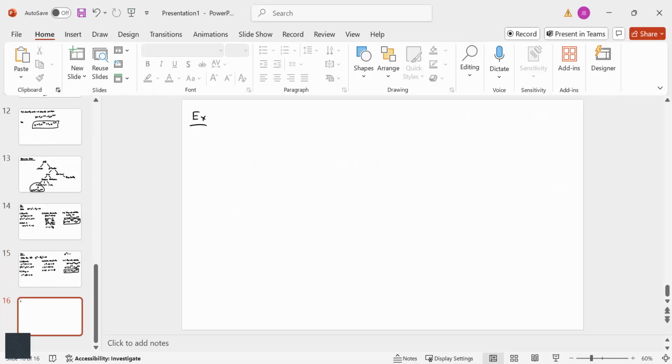And so let's do an example. So solve the differential equation. So let's do this one right here. Okay, let's make it simple.